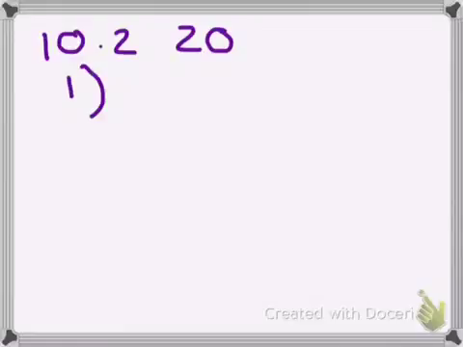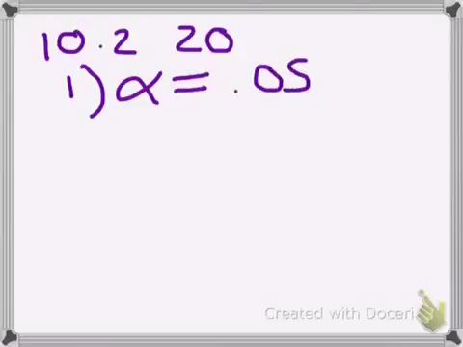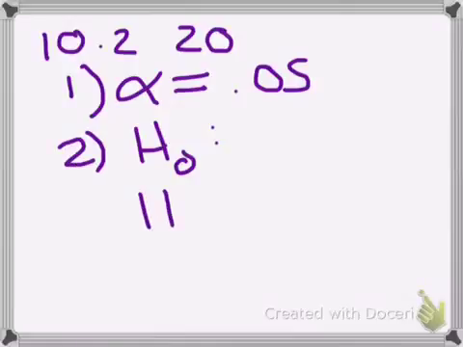Okay, I'm going to show you problem 10.2, number 20. I'm going to assume that you've read the problem quite a bit, and I'm going to show you the steps. So our number 1 is our alpha equals 0.05. Step 2, as you remember, is our H naught and our H1, our alternative.